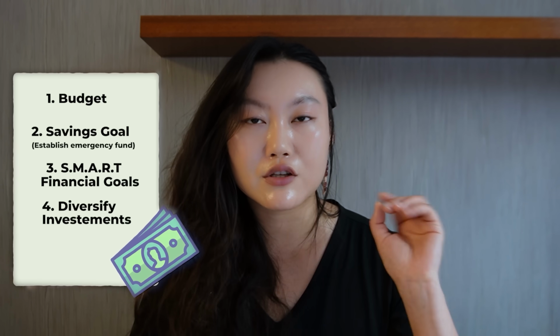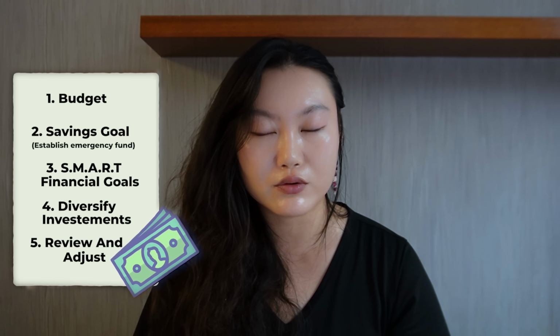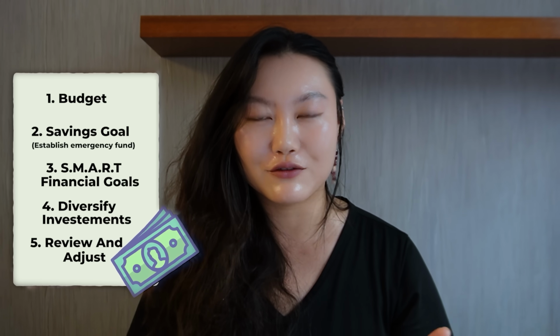And step number 5 is to review and to adjust. Check your progress regularly and adjust it as needed in order to make sure you're achieving your financial goals. I think this 5-step framework is super helpful because there's just so many things that you're supposed to be doing. But it's basically telling you that these are your list of priorities that you should be doing. So if you don't know what to do, start with that.